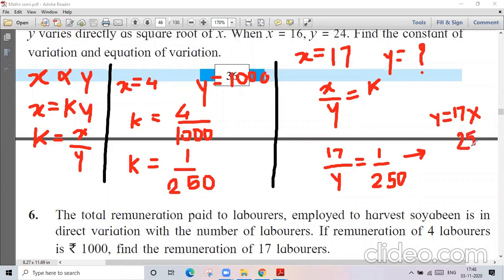What is the multiplication? Tell me, send it in the chat quickly. y is equal to 0, 25 7, 175, 25 and 17 how much? 25 17 42. Am I right or wrong? If I am wrong, tell me. So the remuneration paid for 17 laborers is rupees 4250. Am I right Shivam? 4250. If it is wrong, please tell me immediately. 17 into 250. Yes, 4250 is the right answer. Look at the screen.